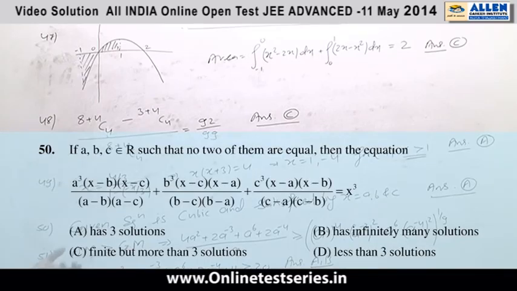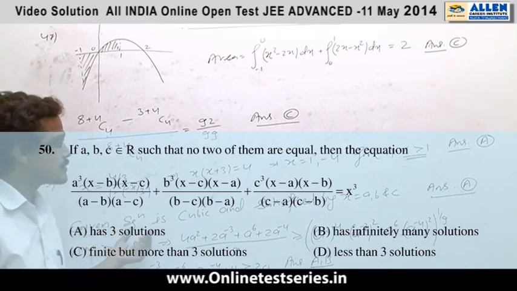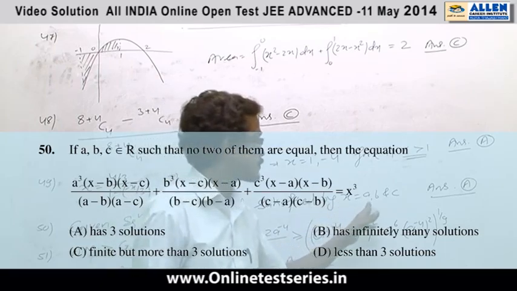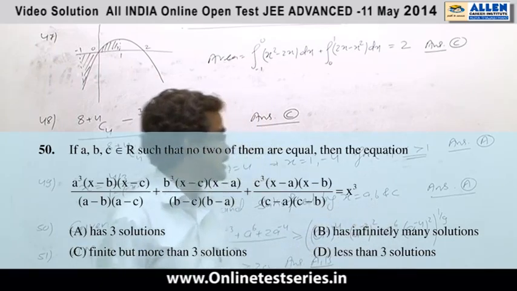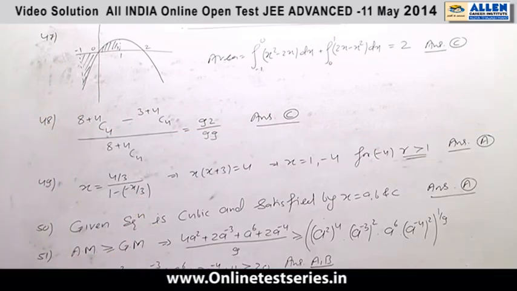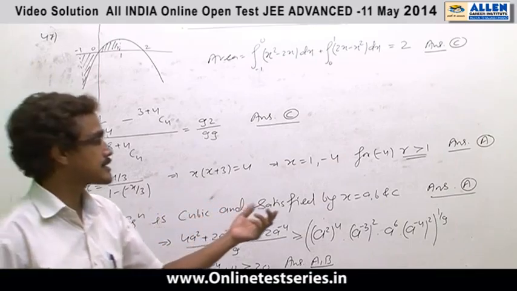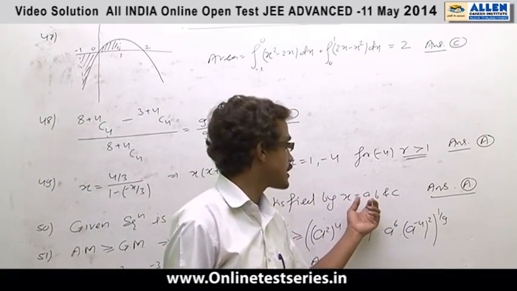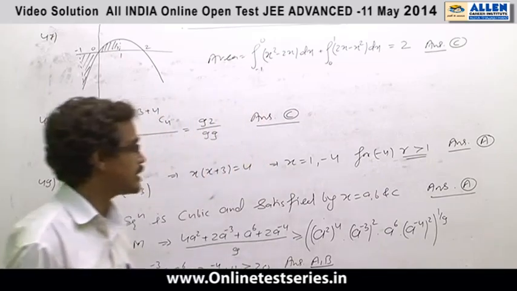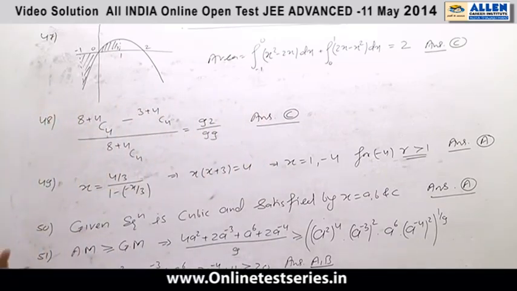In the next question, there is a cubic expression which is given, and we have to find the number of solutions of this. This is an equation which is clearly satisfied by the values x is equal to a, b and c. So that's why this is a cubic equation, and it gives exactly 3 real roots. Those are a, b and c. So that's why option A is correct for question number 50.